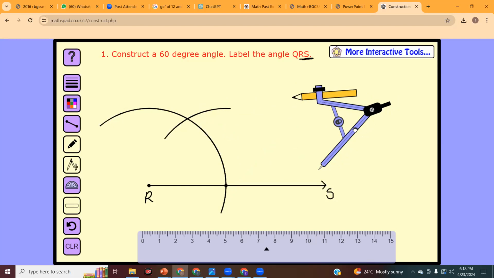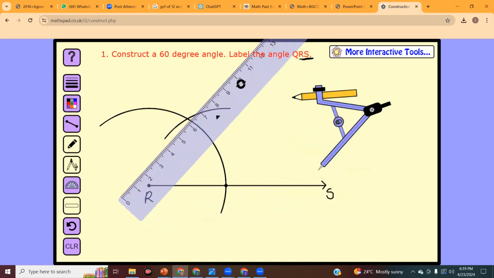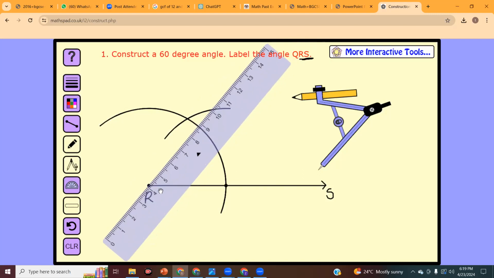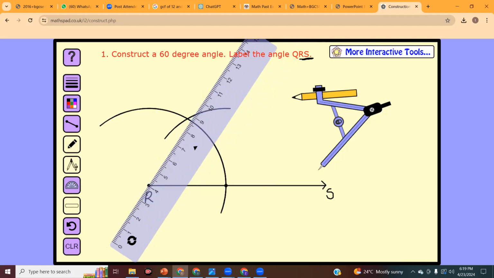Okay, good. Now, the next thing that we're going to do is we need only one more step. What do we have to do now? Connect the arc and R, like a line between R and the arc. Very good. So we have to draw a line from R to the point where the arcs intersect.